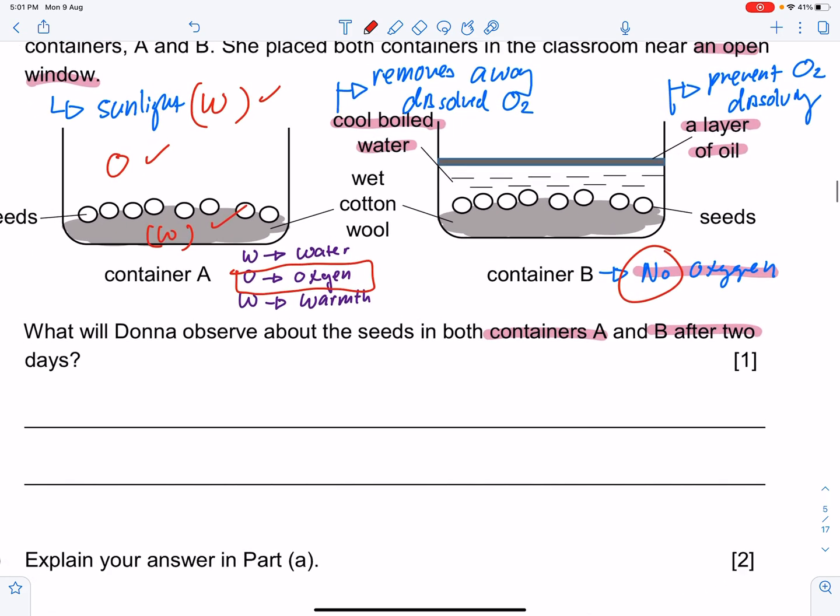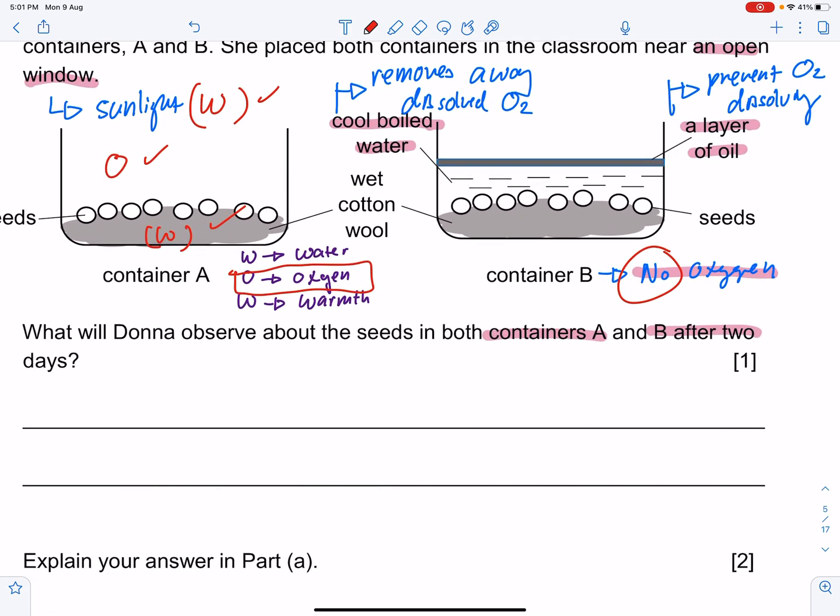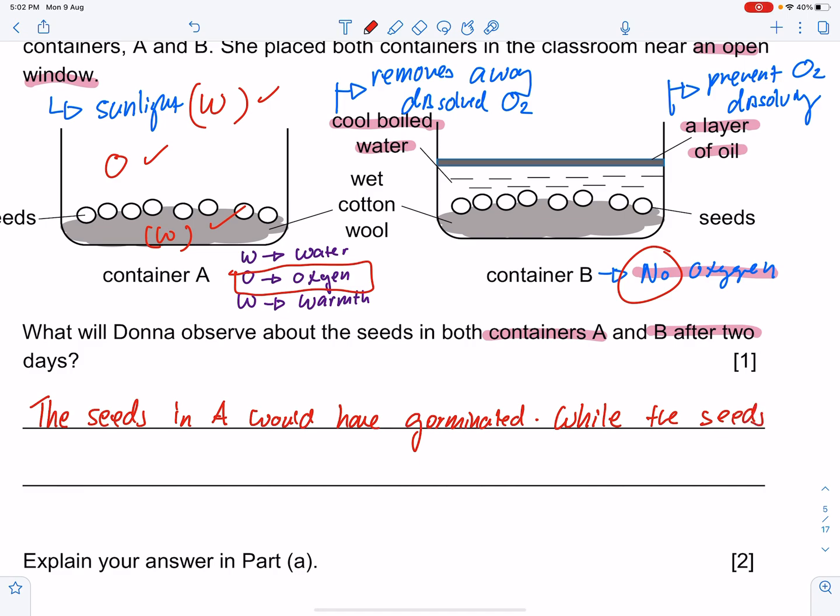So they ask you what will happen in both containers, so you have to talk about both containers. Obviously in A, you will see that it has germinated or started to grow, with shoots appearing, but B will have remained the same. So the seeds in A would have germinated. Use comparison words, while the seeds in B would have remained the same.